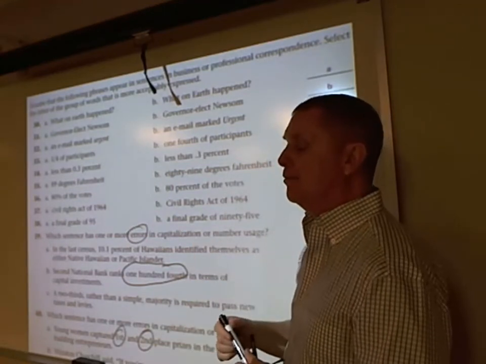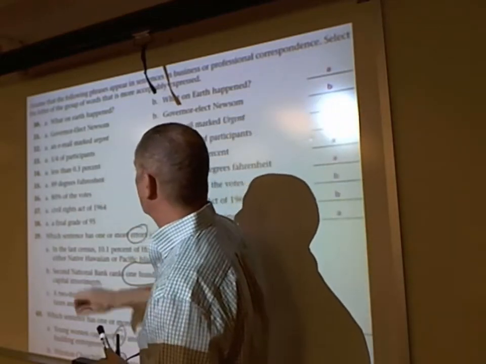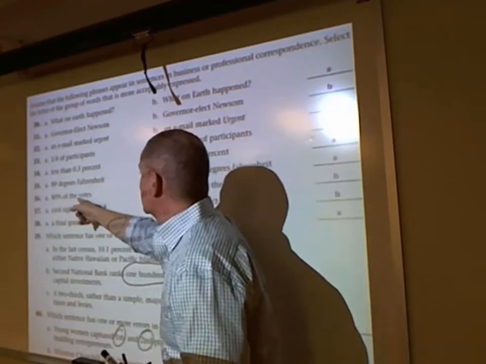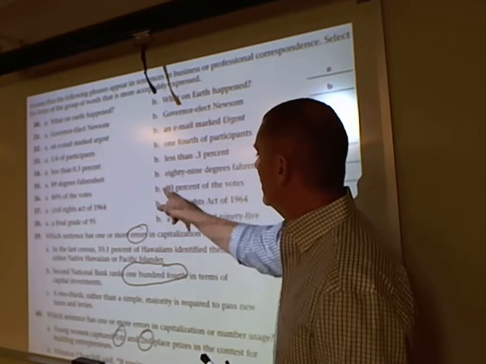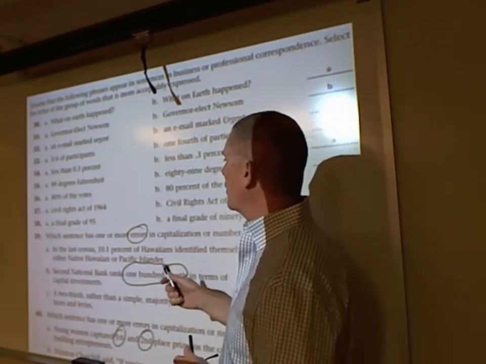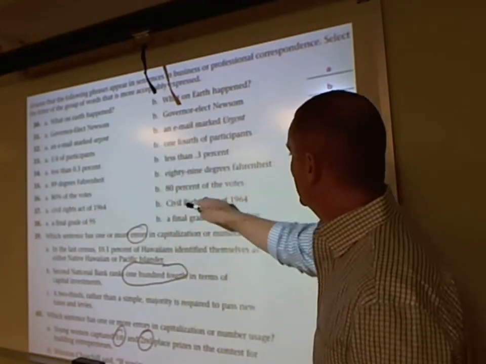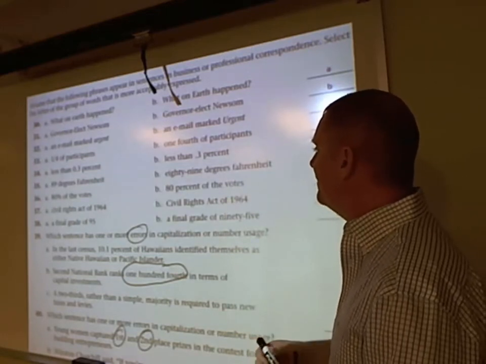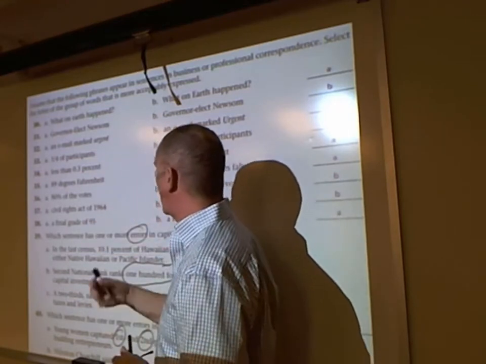80% of the votes, we're going to change the percent sign to the word percent. Any value before the word percent will always be a figure, letter B. Then the Civil Rights Act of 1964, since that's an act, let's capitalize it, letter B. And then a final grade of 95, which letter A is the correct answer, and any number, whether it's 1 or 100, is a figure for a grade. Okay, now we're going to look for errors in these last two questions.